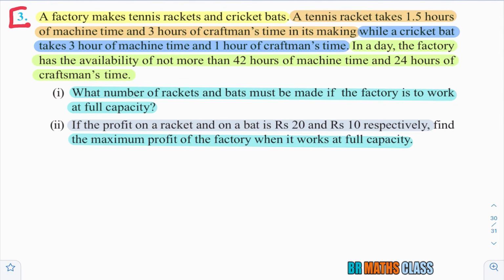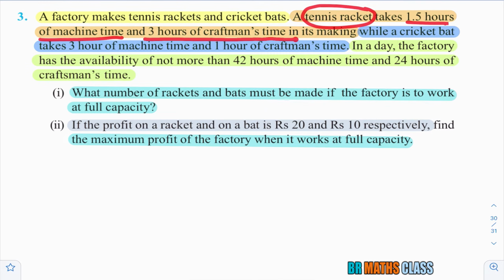This is question number 3 in exercise number 12.2. You observe this is a manufacturing based problem. A factory makes tennis rackets and cricket bats. There is a factory which makes tennis rackets and cricket bats. To make a tennis racket, it takes 1.5 hours of machine time and 3 hours of craftsman's time.